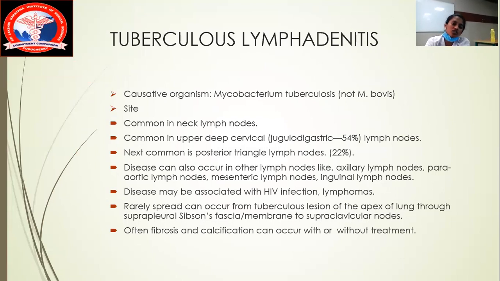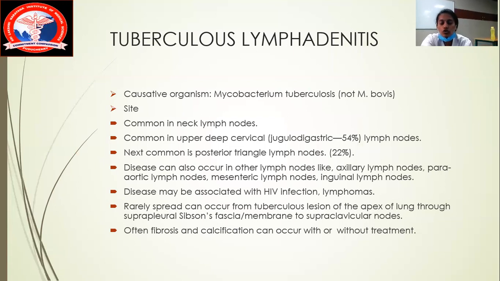What is the causative organism? It is Mycobacterium tuberculosis, which is most common in neck lymph nodes. It is also common in the upper deep cervical jugulodigastric lymph nodes, seen in 54% of cases. The posterior triangle is 22%. Other lymph nodes are also affected. The disease may be associated with HIV infection and lymphomas. What is the rarest spread? It is through the suprapleural membrane, the fascia, to the supraclavicular nodes.